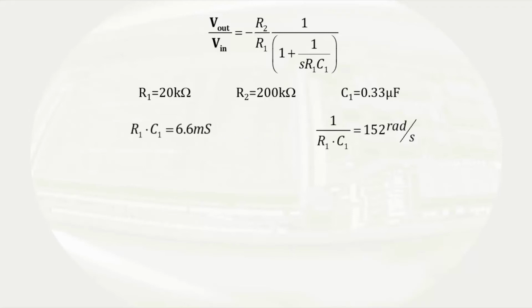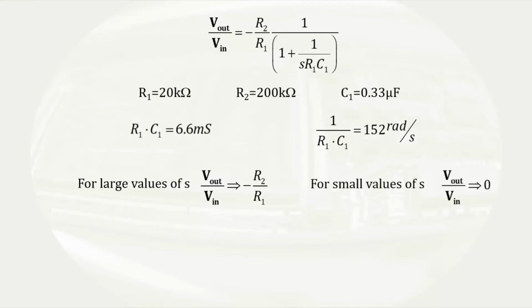In this case, large values of S result in the denominator approaching 1. That means the transfer function is simply the negative of the ratio of the resistances. For small values of S, or at low frequencies, the denominator becomes very large, making the output approach 0. Therefore, this is an active high-pass filter. It is active because it has a gain. It is high-pass because low frequencies are attenuated.